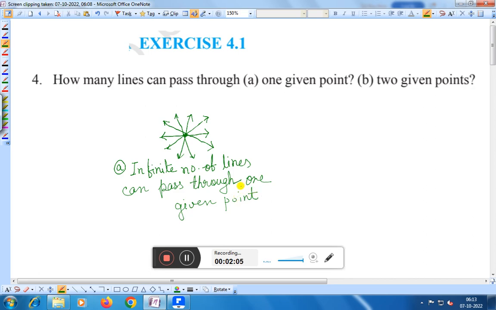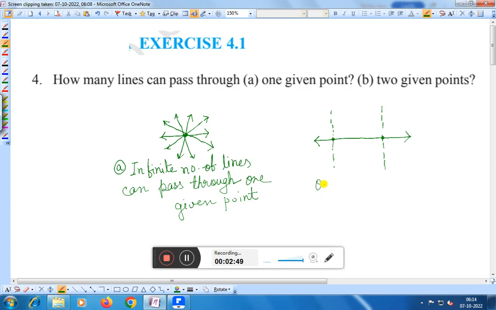Now part B is how many lines can pass through two given points. Here there are 2 points given. Suppose one point is here and one point is here. Now if we pass a line through these 2 points, what we are getting is that only one line can be drawn through two given points. Why? Because if you try to draw one line here, it will not pass through the other point, right? If you try to draw a line in this direction, then it is only passing through one point. Therefore, for two given points, how many lines? Only one line can pass through two given points.